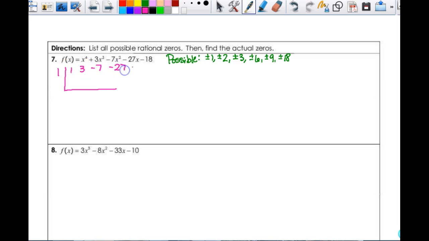Negative 27 and negative 18. For the most part, y'all did really well on synthetic substitution on the test. There are some people that are not putting their zeros for their placeholders, writing the numbers down, leaving off these lines. This gives you random numbers all over the place. That's a big factor.